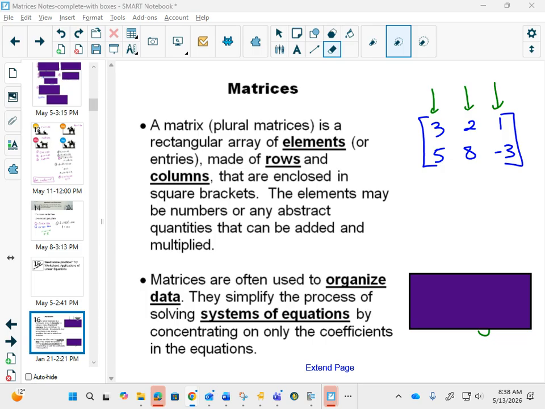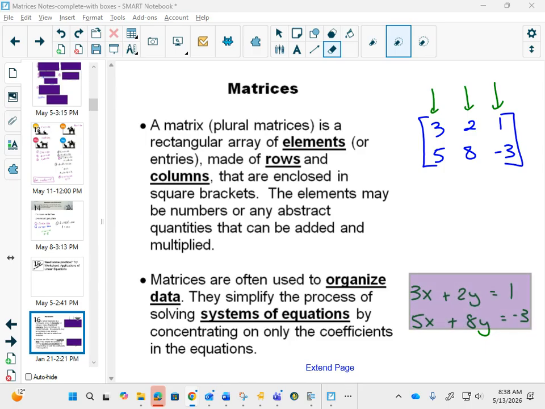This is a matrix. It's just numbers in a box. Okay? Except we don't call them numbers. We call them elements. And every matrix has rows and columns. We would say that this matrix has 2 rows and 3 columns.